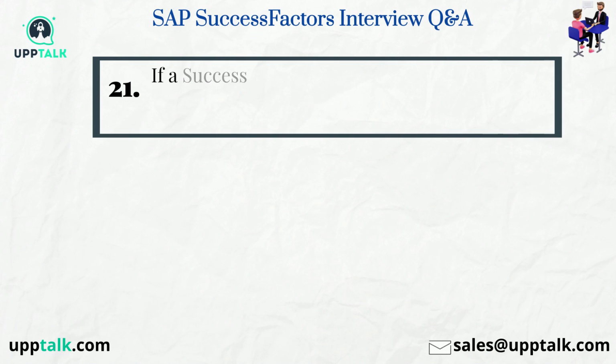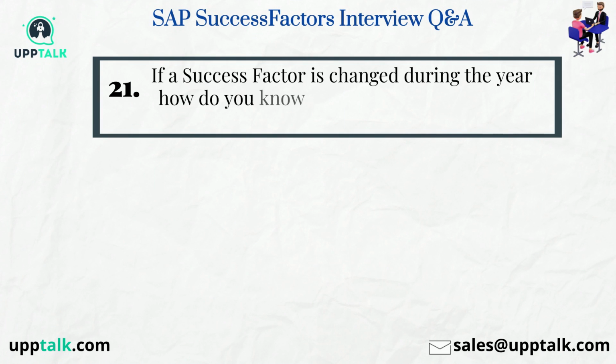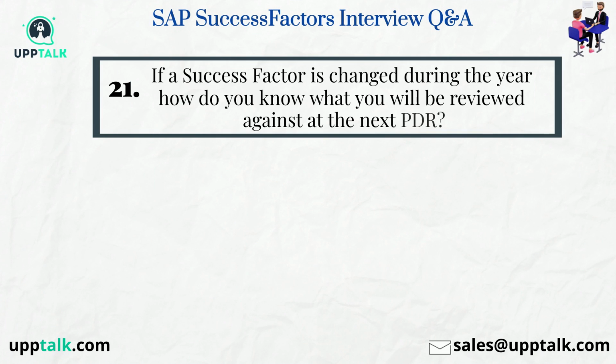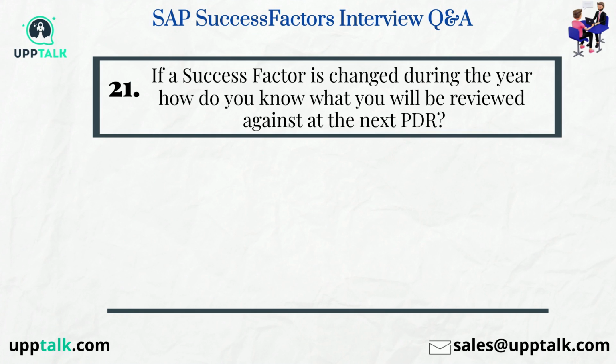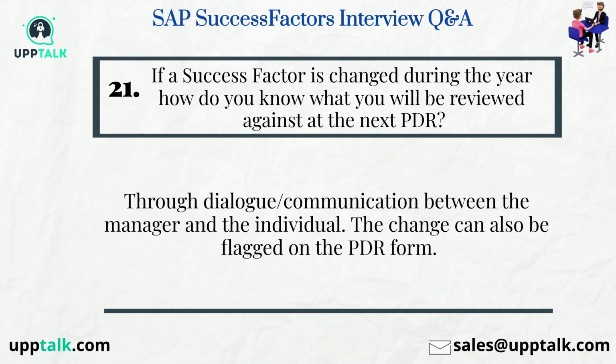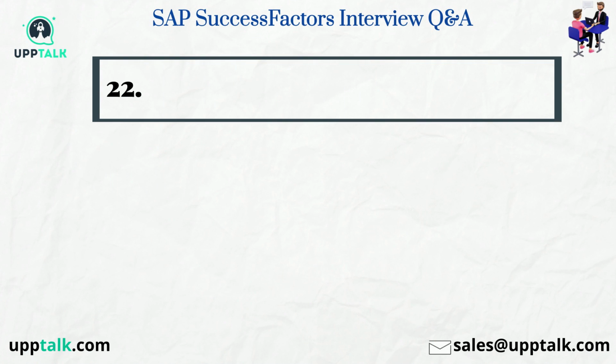21st question. If a success factor is changed during the year, how do you know what you will be reviewed against at the next PDR? Through dialogue or communication between the manager and the individual. The change can also be flagged on the PDR form. 22nd question.